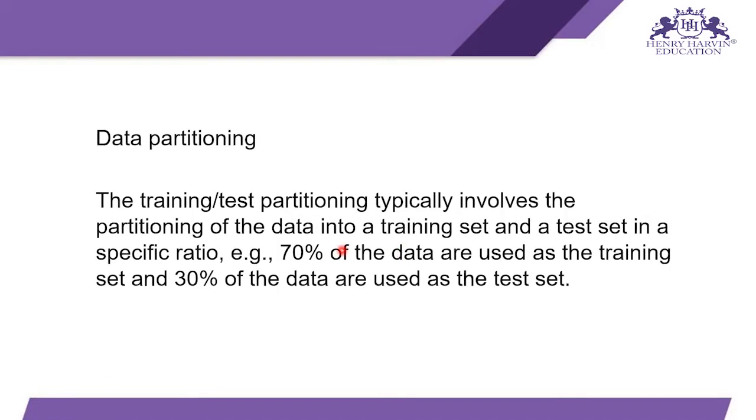Data partitioning, the training and test partitioning, typically involves partitioning the data into a training set and a test set in a specific ratio. For example, 70% of the data is used as the training set, and 30% of the data is used as the test set. Let's say you have a data set with 3000 rows or 10,000 rows or 25,000 rows. When you are provided with such a data set and you have to make some machine learning and deep learning model, then you can just divide your data set into 70% and 30%. That's an approach.